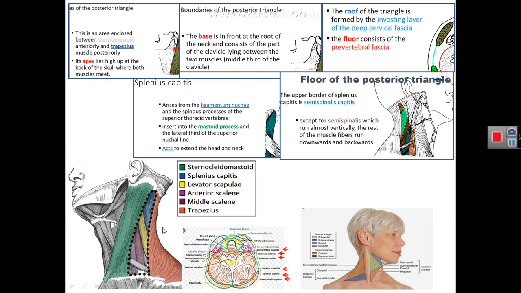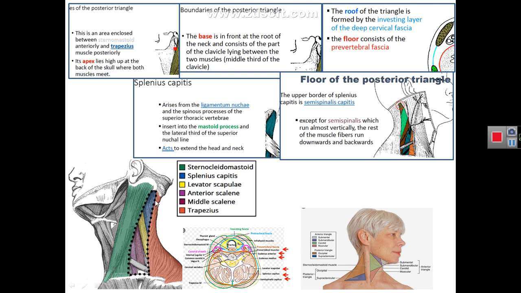The most important and the first to start with in the description of the posterior triangle is its boundaries. The posterior triangle has an apex superiorly and a base inferiorly. The base is the middle third of the clavicle between the attachment of sternomastoid anteriorly and trapezius posteriorly, while the apex is above at the superior nuchal line. The boundaries of the posterior triangle are formed anteriorly by the posterior border of sternocleidomastoid, posteriorly by the anterior border of trapezius, and of course the base is the middle third of the clavicle.